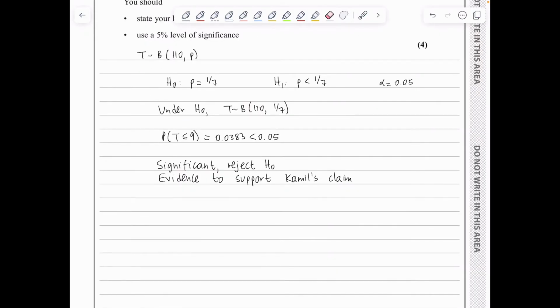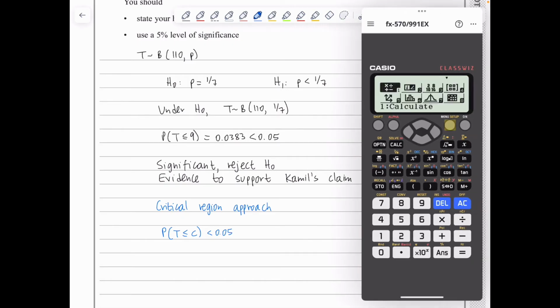Now, alternatively, I could have followed the critical region approach, which means that instead of testing the 9 that we have seen, we will find the critical value and therefore the critical region. So essentially, we're solving the probability of T being less than or equal to the critical value c to be less than 0.05. Now, how do we find c? We go on the calculator, we press menu 7, and we go down to binomial CD. We will be conducting a search to find the critical value, the value that gives me a probability which is less than 0.05. So I'm going to go for list.